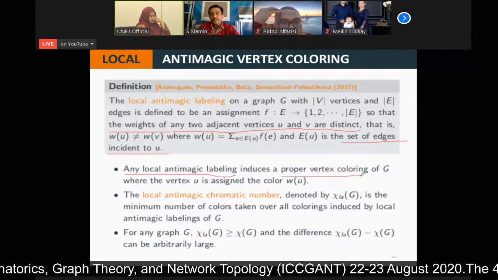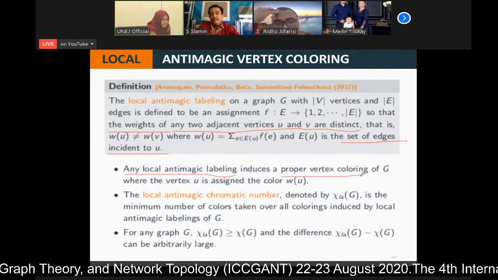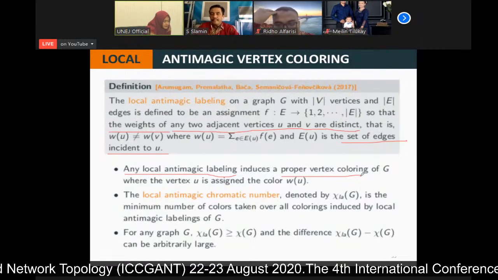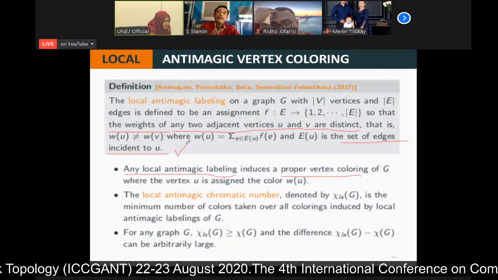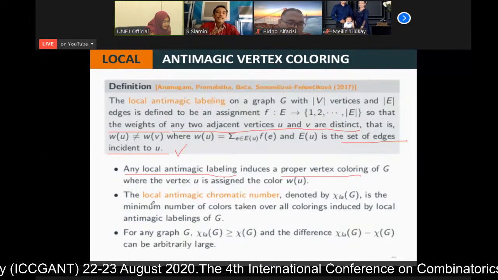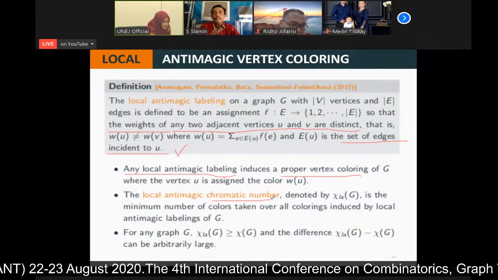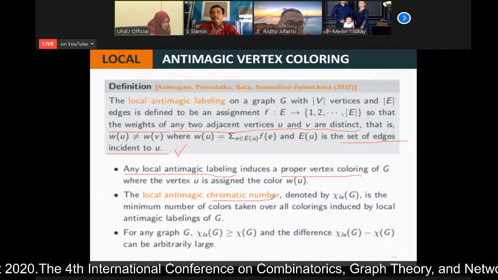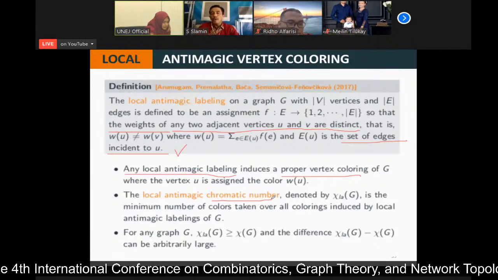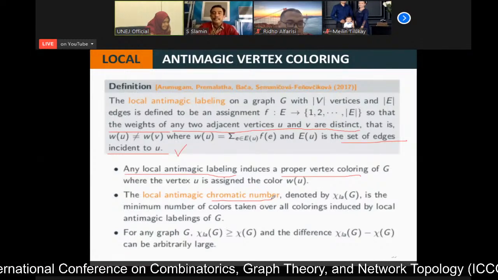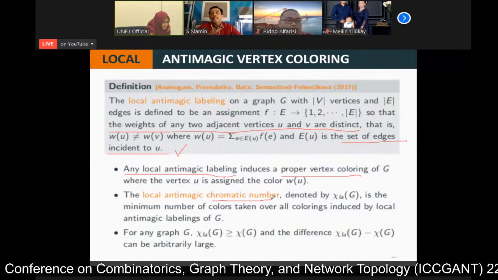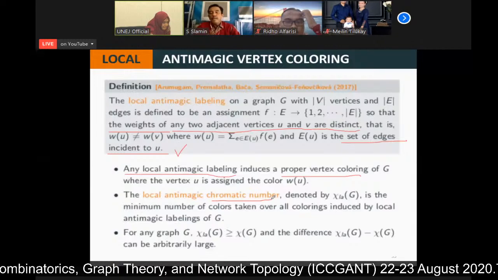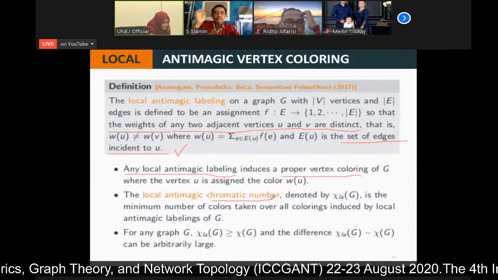So that's why if you want to find the coloring of a graph, especially vertex coloring, then we can use this labeling. The local anti-magic chromatic number, denoted by chi-LA of G, is the minimum number of colors taken over all colorings induced by local anti-magic labeling of G, which means it is the same as the minimum number of different weights of that labeling.